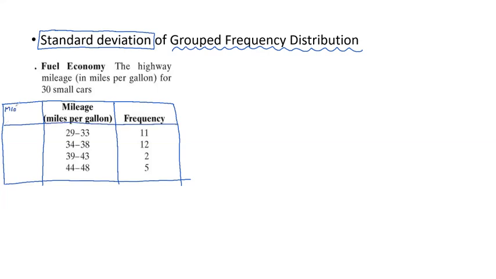So right here, we have the midpoint of each class, and the midpoint of the first class is 31, and then we have 36, we have 41 and 46. In order to find the standard deviation, we will simply plug this in the calculator in one of the lists. I'll be using list 1 for this one, and the frequency in the other list. So all we need are these two lists, the frequency and the midpoints.